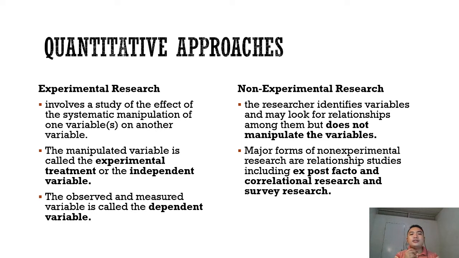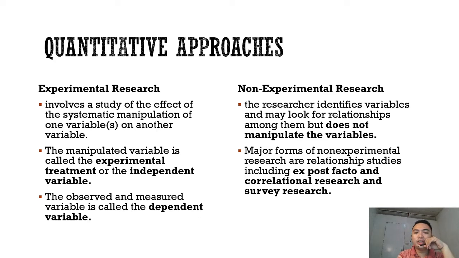And then, non-experimental research. The researcher identifies variables and may look for relationships among them. Let's say, what is the relationship of gender to the academic performance of a student in the programming subject. That's possible. But the researcher does not manipulate the variables. So, we don't change those variables.